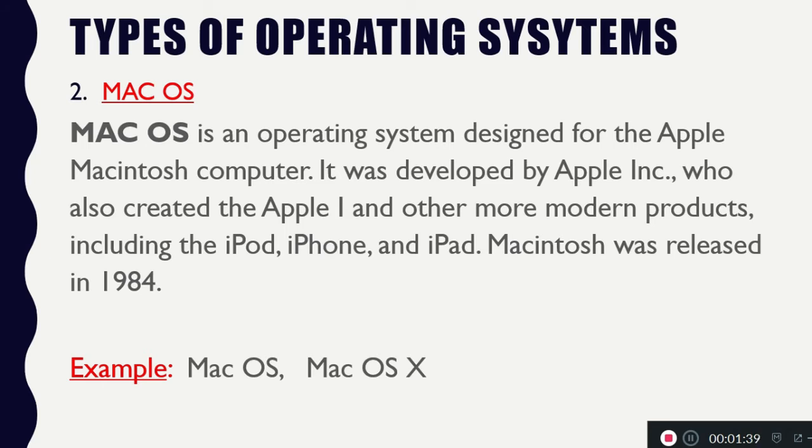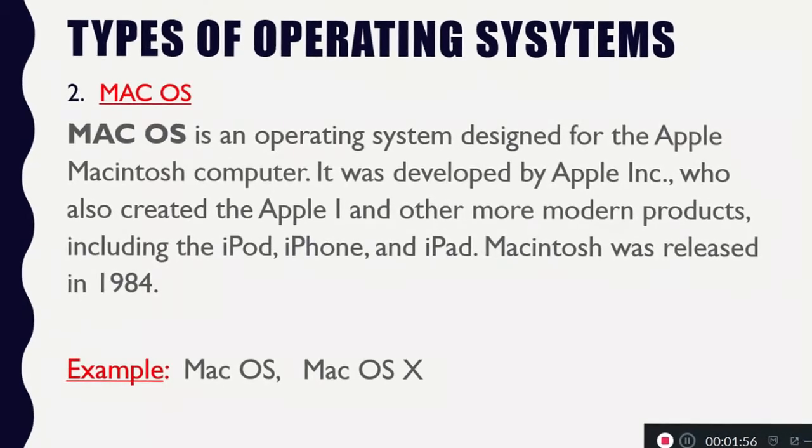Apple also created the Apple One. Particularly, this is the company which produces iPod, iPhones, and iPad. Macintosh was first released in 1984, and the examples of Mac OS are Mac OS and Mac OS X. These are the two examples of Mac OS.